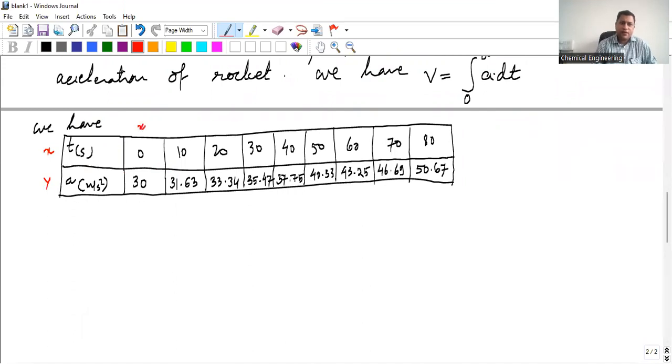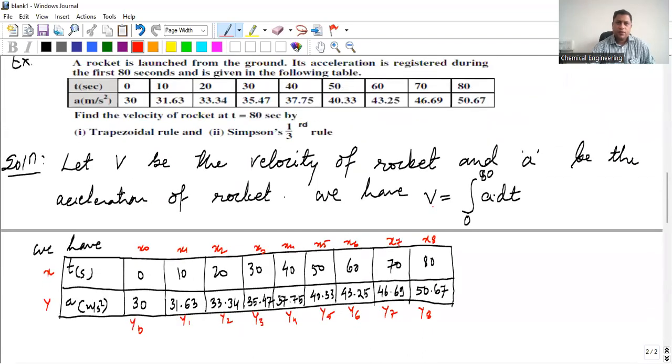So if we consider, here we have x0, x1, x2, x3, x4, x5, x6, x7, and x8. And here this is going to be y0, y1, y2, y3, y4, y5, y6, y7, and y8. Please scroll up a little. You can see now.